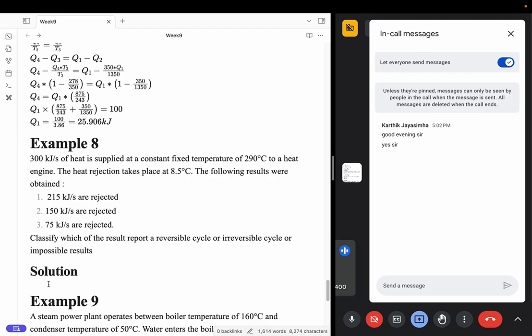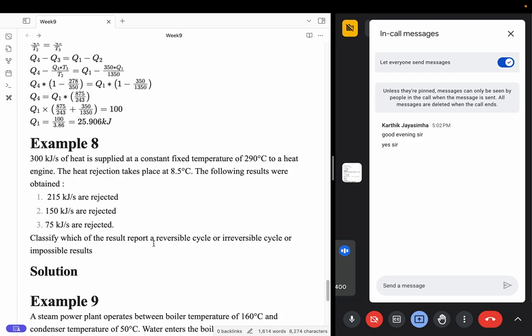The next one is on how do you identify whether a given cycle is reversible or irreversible? The impossible case we have already discussed last week. So how do you know it is impossible? You calculate the Carnot efficiency. The Carnot efficiency is the maximum efficiency that is possible. So if, with the given values, you get a higher efficiency, then that is impossible.